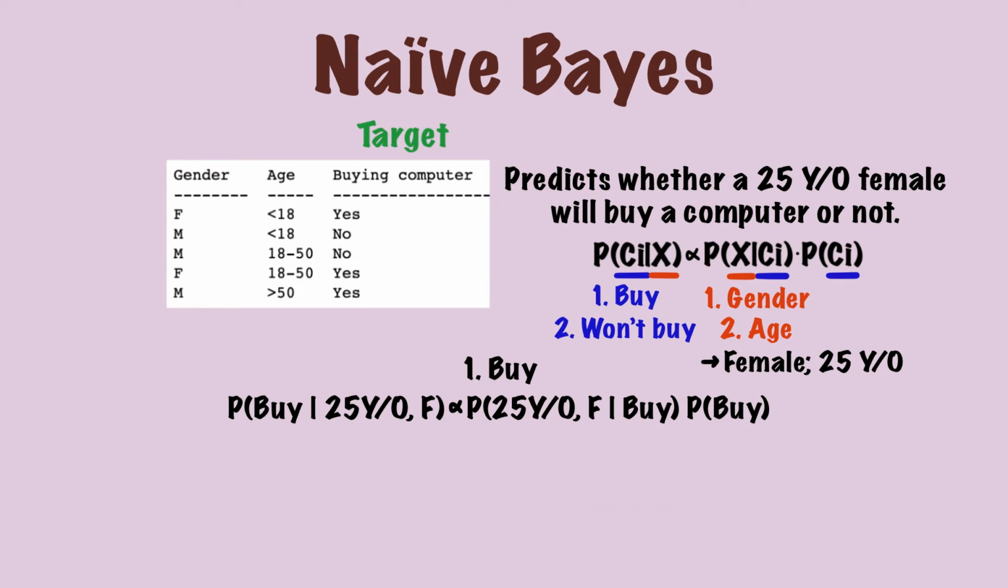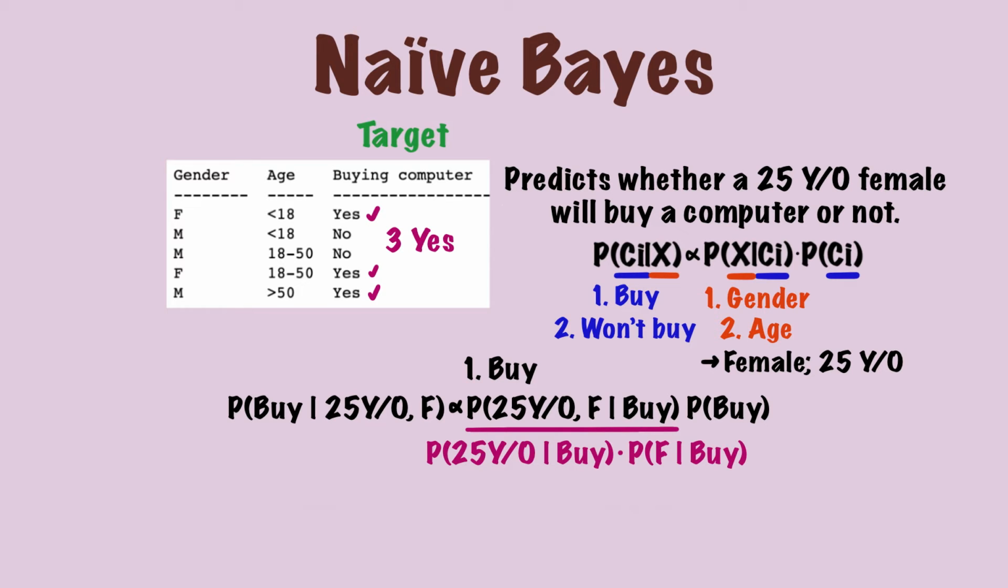We first look at the class yes. So the simplified version of Bayes' theorem becomes this. The class conditional independence allows us to convert the probability of 25-year-old female conditioned on buying to the probability of 25-year-old conditioned on buying times the probability of female conditioned on buying. So we just need to find the corresponding probabilities.